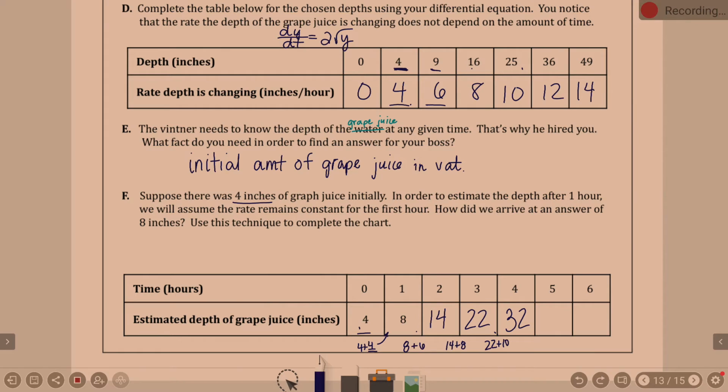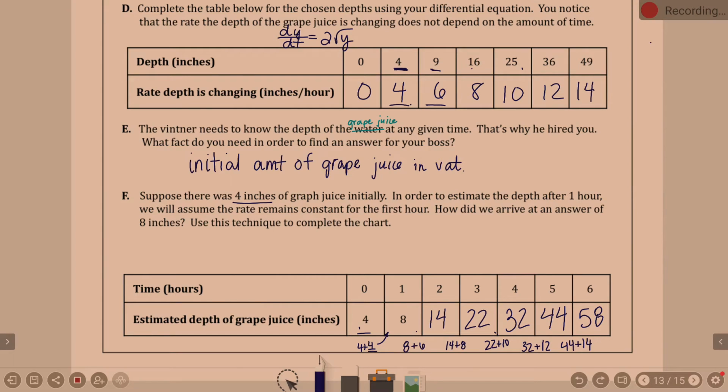You know where I'm going with this, right? We don't have a depth of 32, but 32 is close-ish to 36. At 36, the depth is increasing at 12 inches per hour, so 32 plus 12 is 44. And it's getting farther off, but it's still good enough. At 44 inches, which is close-ish to 49 inches, my depth is increasing 14 inches per hour. So 44 plus 14 is 58.